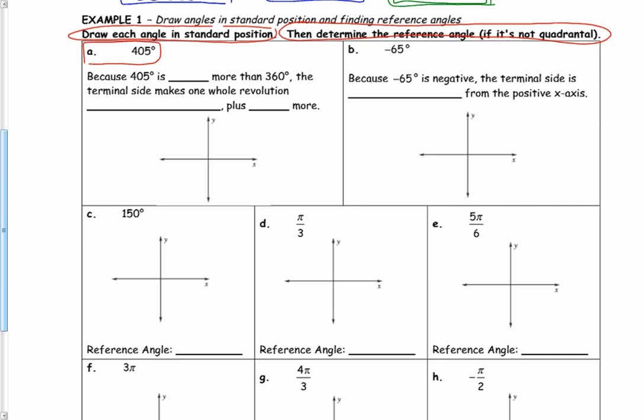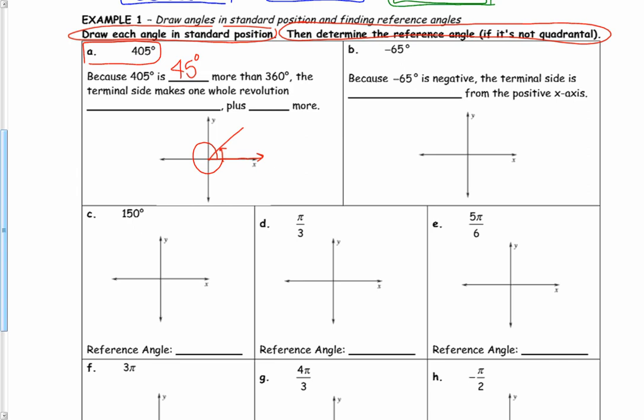So I've got to draw 405 in standard position. Drawing in standard position means my initial side is on the positive x-axis. It means that I'm turning in a counterclockwise direction. If I kept turning all the way around to the start, I would have been at 360 degrees. But I need to go all the way to 405. And 405 is 45 degrees more than 360. So if I'm going to keep going, I need to go an additional 45 degrees.